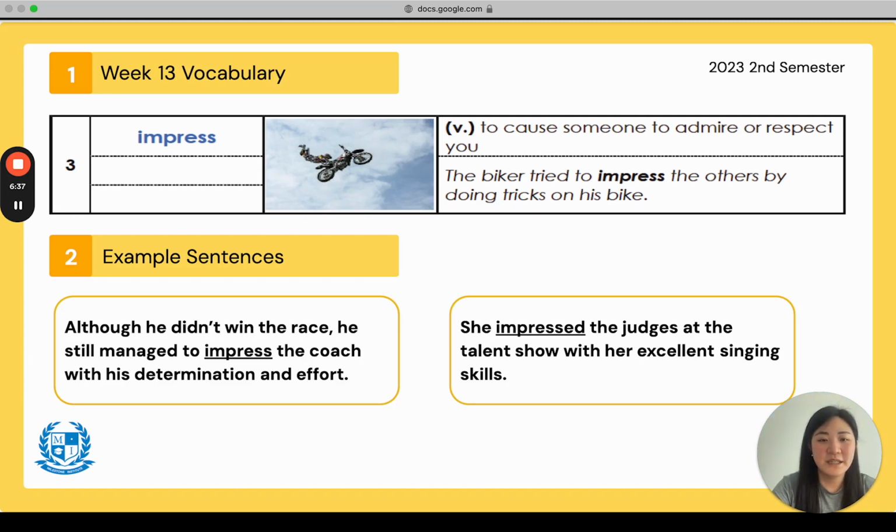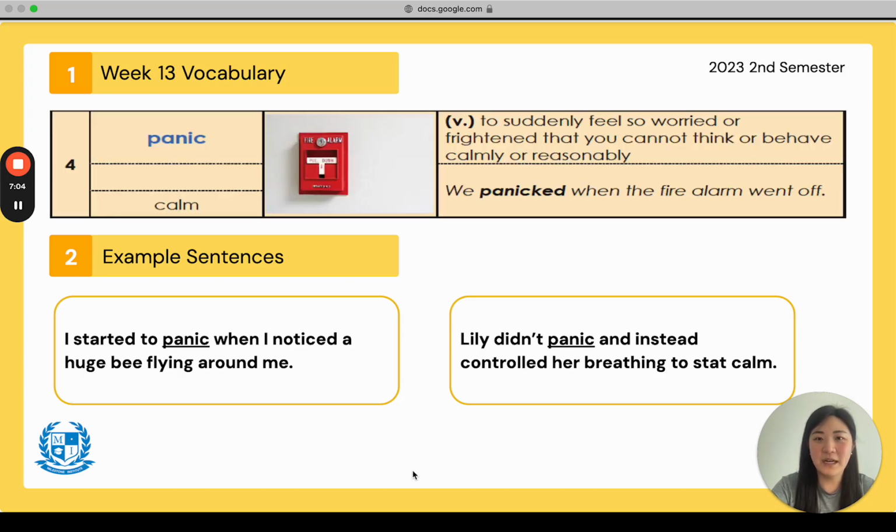Example 2. She impressed the judges at the talent show with her excellent singing skills. I'm sure you guys have talent shows at school, or maybe you've seen something like this on the TV where a person has to sing very well to impress the judges, to make them admire and respect her because she has wonderful singing skills. Everyone say impress. Good.